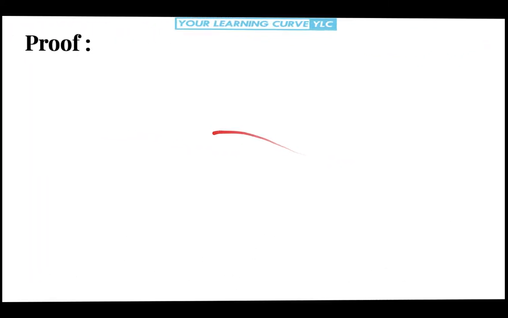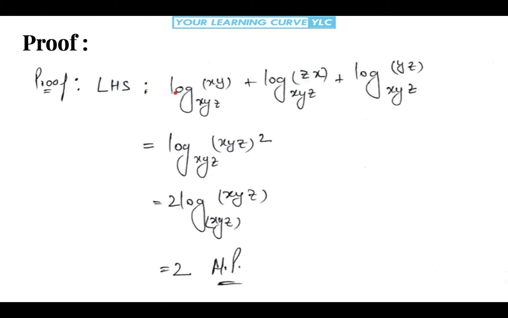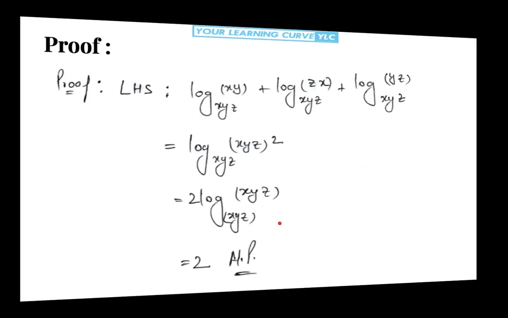So we can write it as LHS is log xy to the base xyz plus log zx to the base xyz plus log yz to the base xyz. When we bring the numbers to the numerator, the number and the base gets interchanged. Now the bases are same, we can apply the multiplication property. Log xyz, everything is twice, gets multiplied. xyz whole square is xyz to the base xyz, 2 gets outside, log xyz to the base xyz is 2, hence proof.